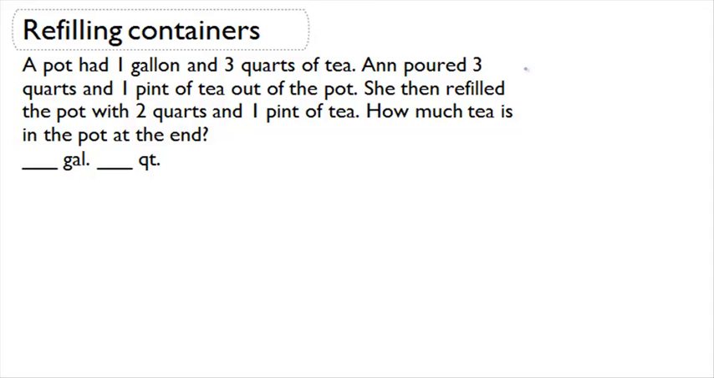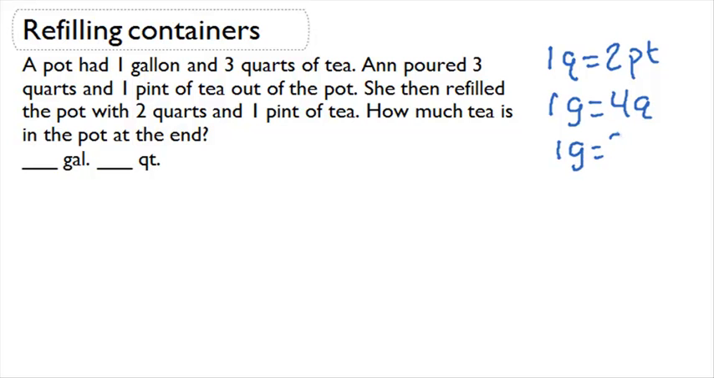The first thing we're going to need to know here is our formulas that relate gallons, quarts, and pints to each other. So, 1 quart is equal to 2 pints. 1 gallon is equal to 4 quarts. And 1 gallon is equal to 8 pints.